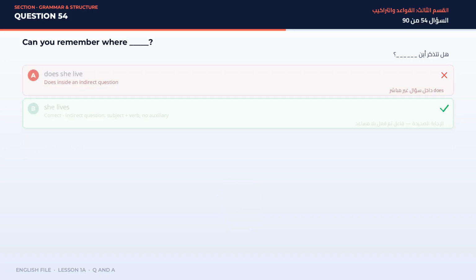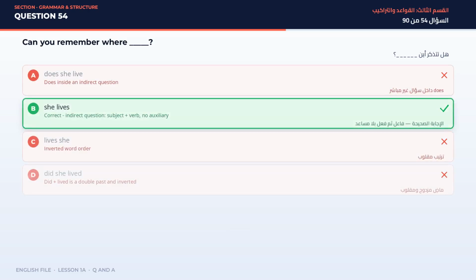(54) The answer is B, she lives. Indirect question, subject plus verb, no auxiliary. Not A, does inside an indirect question. C, inverted word order. D, did plus lived is a double past and inverted.